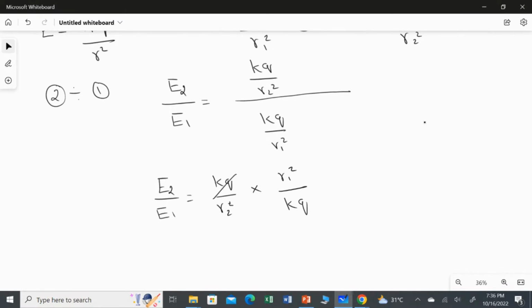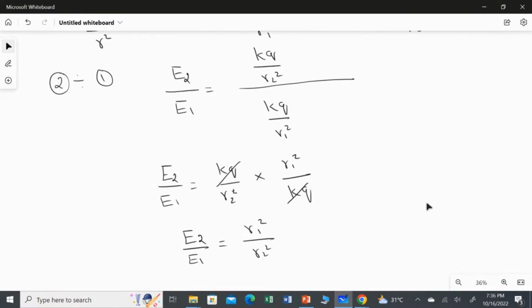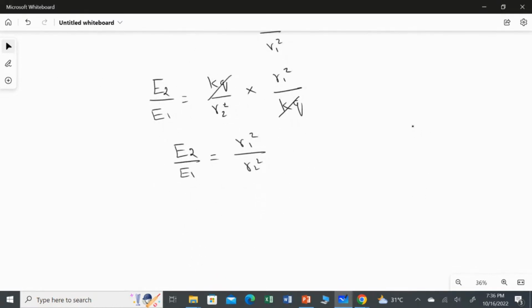So here the value of K multiplied by Q gets cancelled. So what is remaining in the equation? E2 over E1 is equal to R1 square over R2 square. Now our main aim is to find the value of E2. So you have to again rearrange this equation in terms of electric field 2.